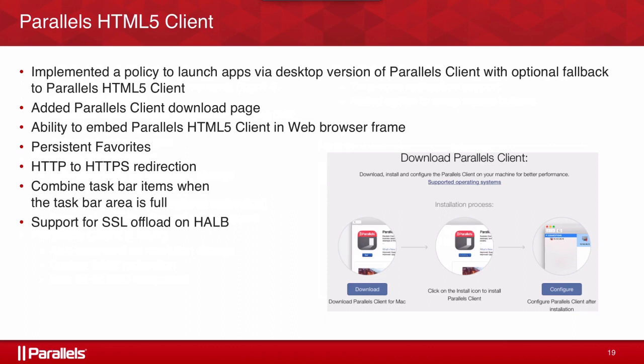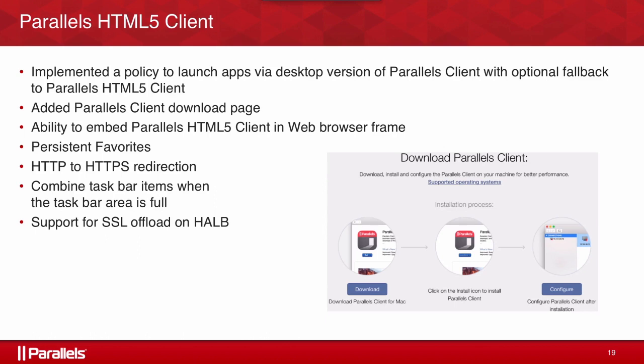In the HTML5 client, here is a very big visual change, in fact. We implemented a policy now to launch apps via desktop versions, so we can detect the portal if you have the client or not. If you don't, you just use HTML5 delivery. But if you want to use a hybrid mode to leverage features like scanning or even local disk access, you can just download the client and automatically set the connection strings. You don't have to manually add them.